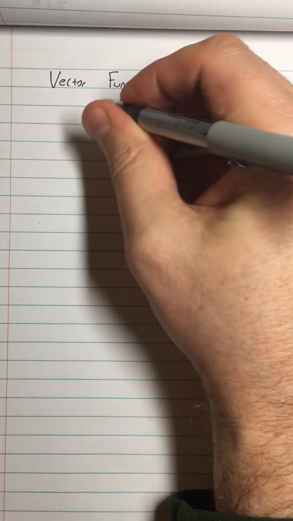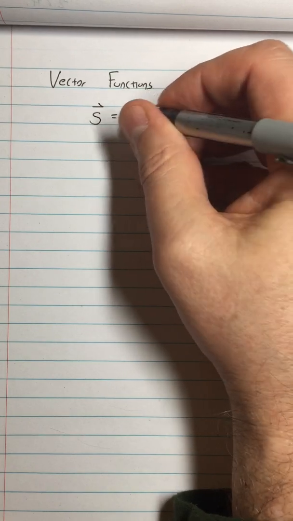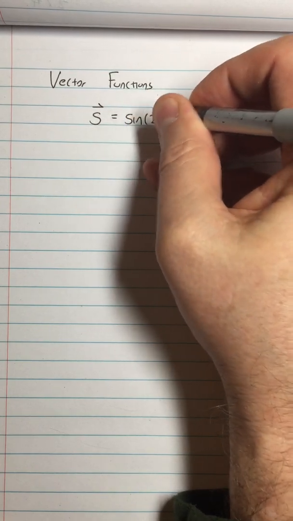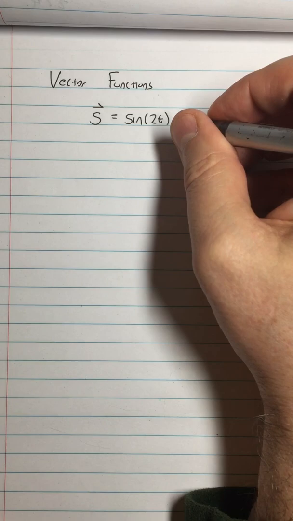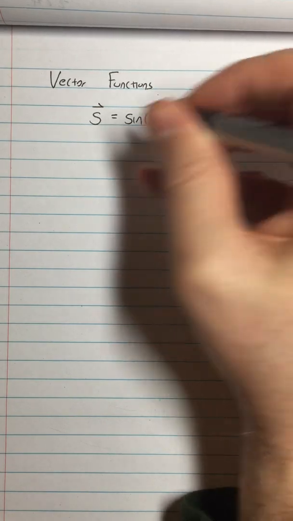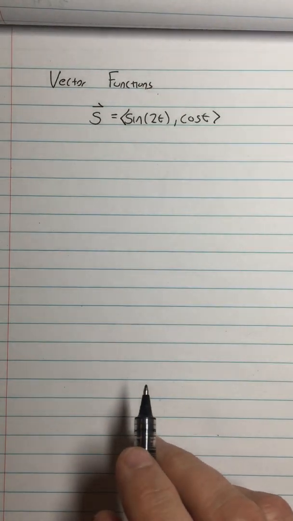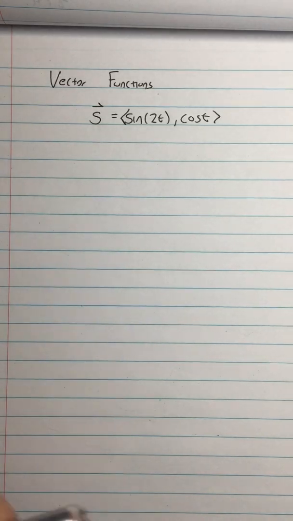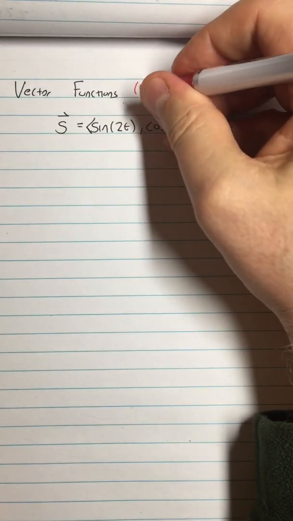All right, so now we're going to look at a vector function. So instead of just a vector like 2, 3 or something, the vector is going to be a function. So I'm going to have the vector s be equal to sine of 2t, cosine t. I'm going to put vector brackets on it so I know it's a vector function. So sometimes this would be called a vector valued function.